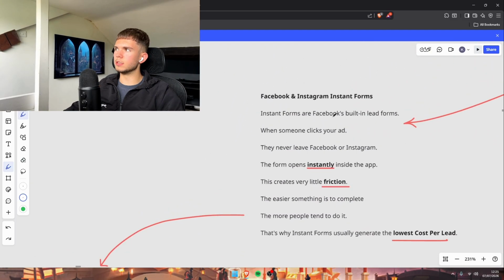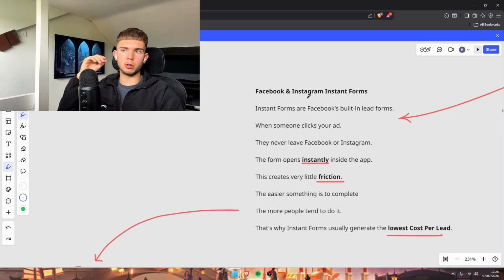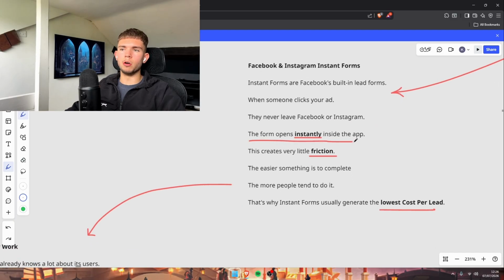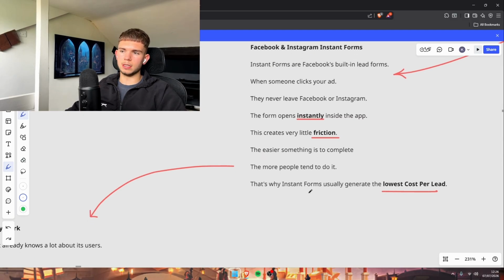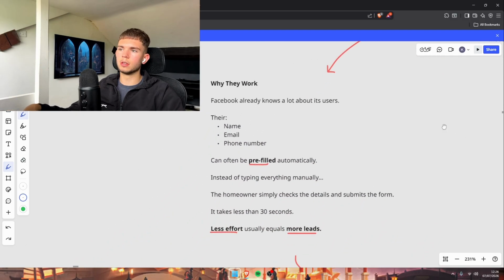For your Facebook and Instagram instant forms. Now, instant forms are Facebook's built-in lead forms. When someone clicks your ad, they never leave Facebook or Instagram. The form opens instantly inside the app, which creates very little friction. So that makes it easier to complete. The easier it is, the more people tend to do it. That's why instant forms usually generate the lowest cost per lead.